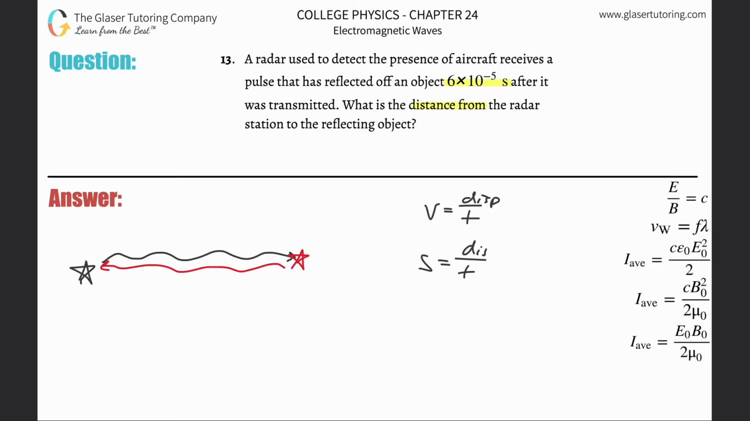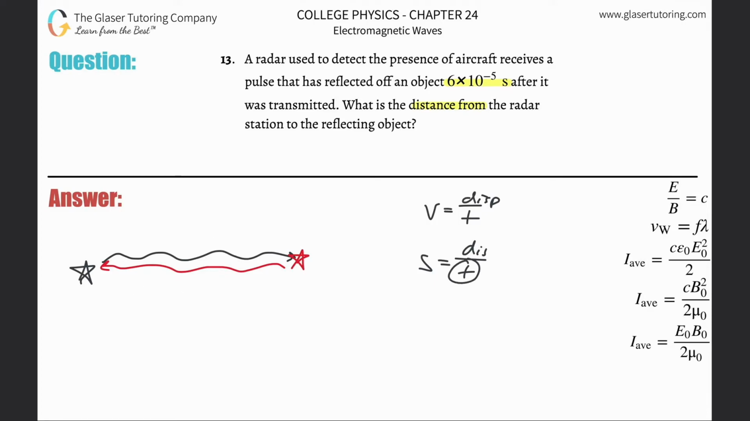So what's the speed of this electromagnetic radiation? Well, it turns out to be the speed of light. So we know this. How long did it take? Well, we know that too. So now we just have to be very careful, okay? We know how long it took the wave to travel to the object and then back. That's the key.